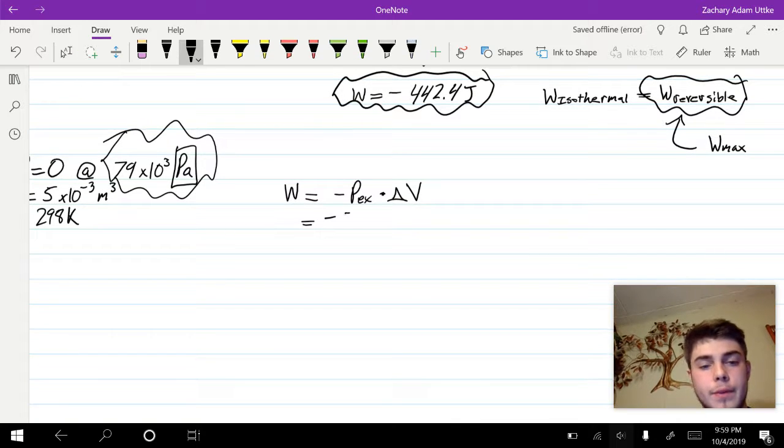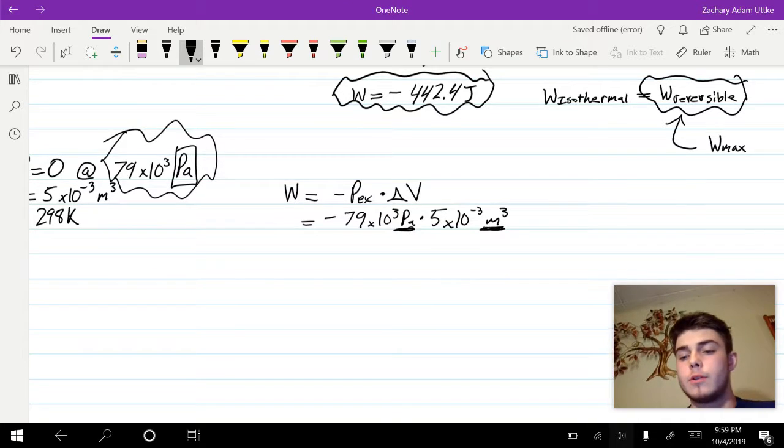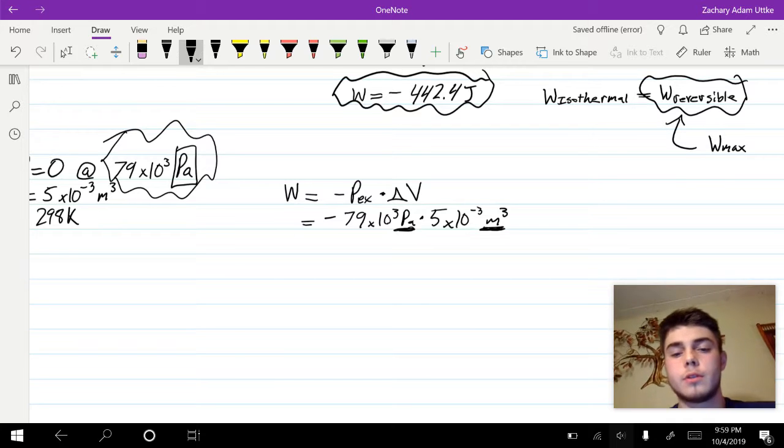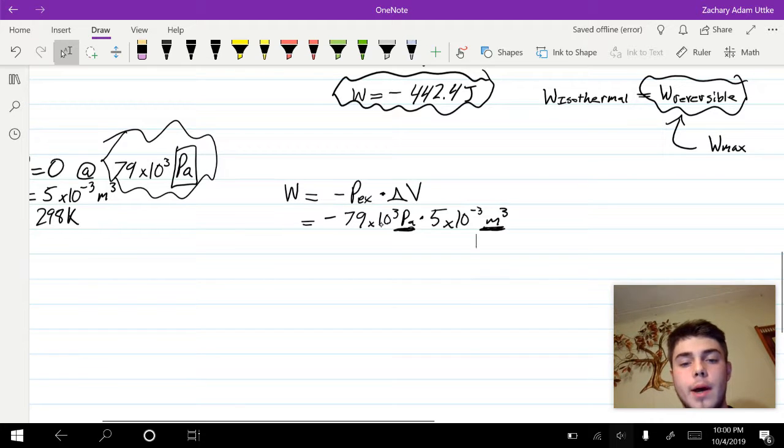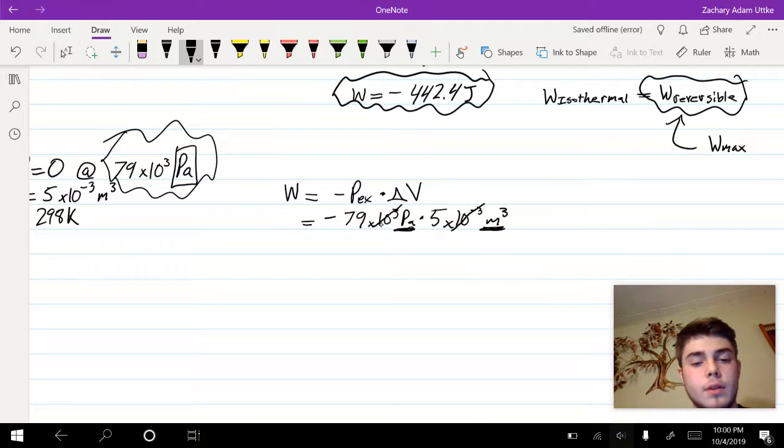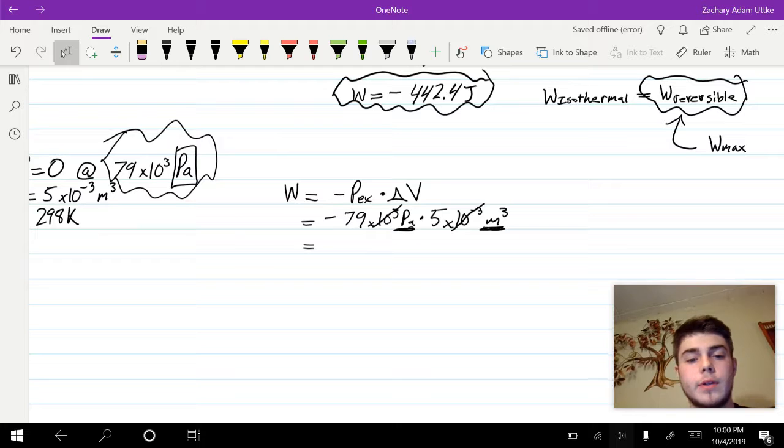So negative 79 times 10 to the third pascals times 5 times 10 to the negative third meters cubed. Whenever we have pascals times meters cubed, we get an answer in joules, which is exactly what we want. Work is in joules. Also, what's kind of cool about this problem is we have times 10 to the positive third, and that will cancel with times 10 to the negative third. That makes the problem a little bit simpler, and now we just have negative 79 times 5. And that is negative 395 joules.